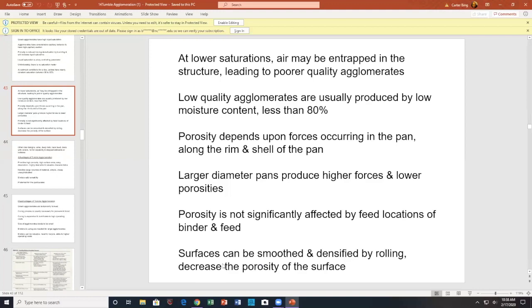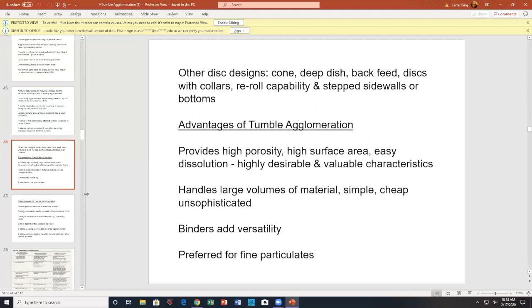Of course, there are other designs other than the simple flat single disc. You can have cones, deep discs, pans within pans, back feed, discs with collars, re-rolling capabilities, stepped sidewalls. Advantages of tumble agglomeration: it provides high porosity, high surface area, easy dissolution, highly desirable, variable and valuable characteristics. It handles large volumes of material, and is simple, cheap, unsophisticated. Binders add versatility, preferred for fine particulates.